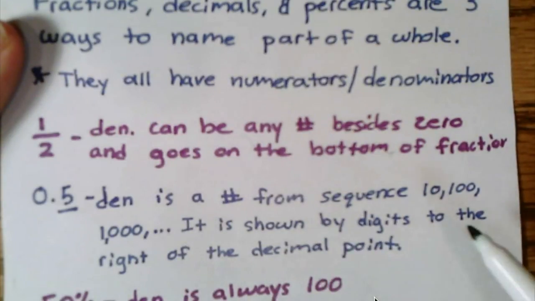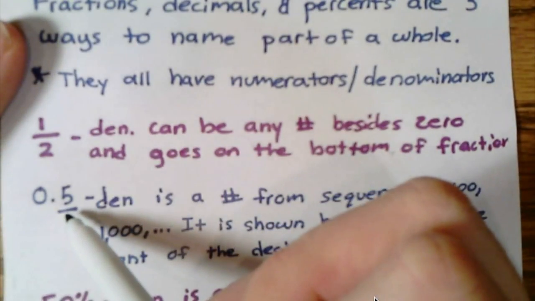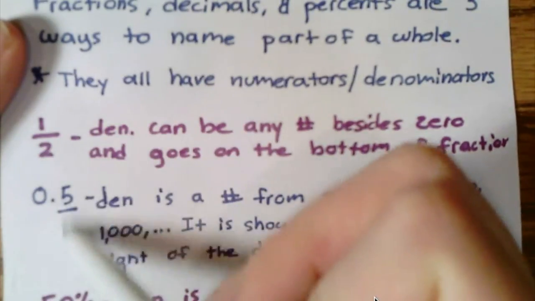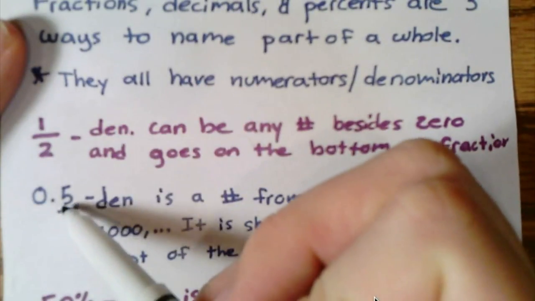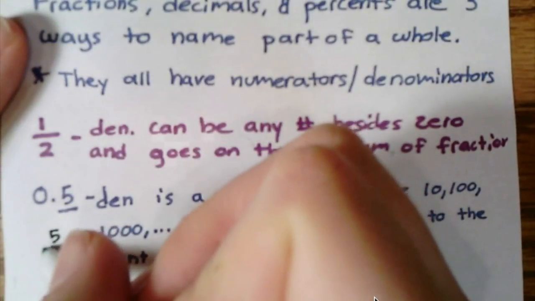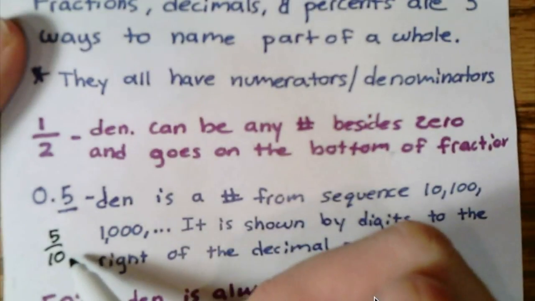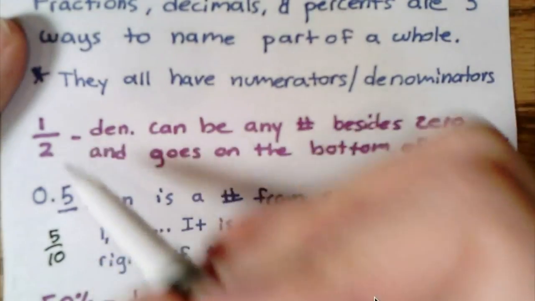It is shown by digits to the right of the decimal point, aka it's going to be a multiple of 10. Okay, so if this is the last number, then the denominator is 10. This would be 5/10. And then I would simplify it. When I simplified it down, they both would divide by 5 and I'd get 1/2.